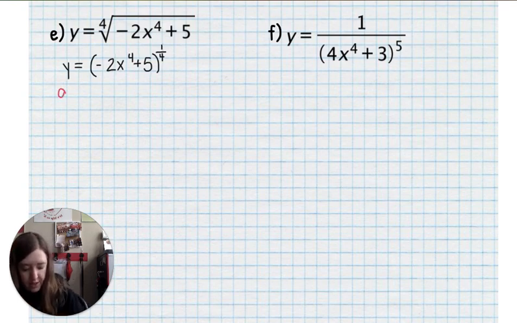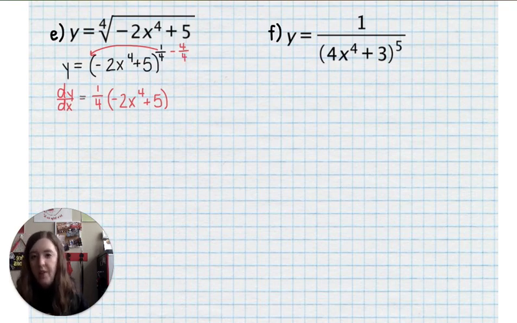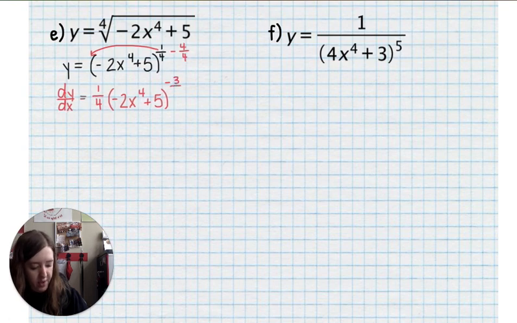So now when we start to find the derivative, we're going to take the derivative of the outside. So I'm going to bring this 1/4 out front and multiply. So we have 1/4 times. And then that inside doesn't change for right now: negative 2x to the 4th plus 5. And then we'll subtract 1 from the exponent. So 1/4 minus 1, or minus 4 over 4, is going to be negative 3/4.